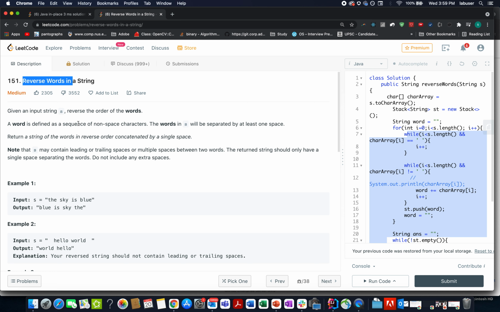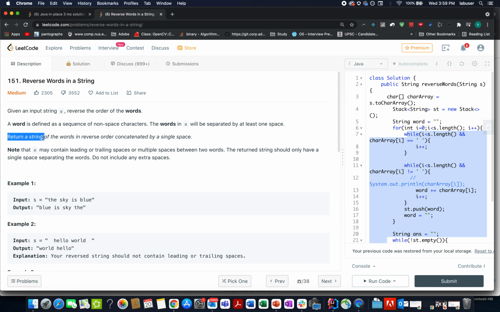We are given a string of English characters and there is a definition of word that is given to us. A word is defined as a sequence of non-space characters. So how do you categorize a word? It will have a space on its left and on its right. So let's take one example. Sky would be defined as a word because on its left we have a space, on its right we have a space. What do we need to do in this question?